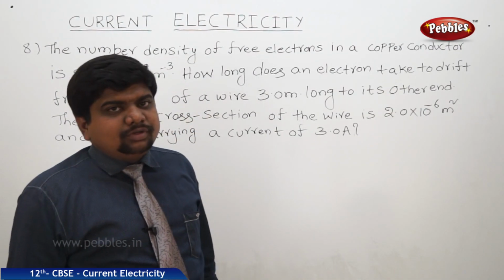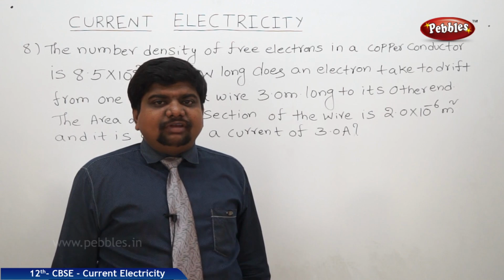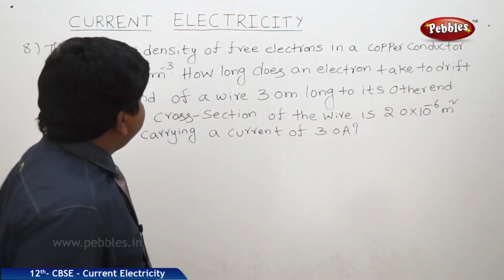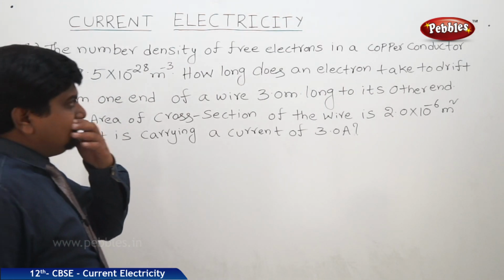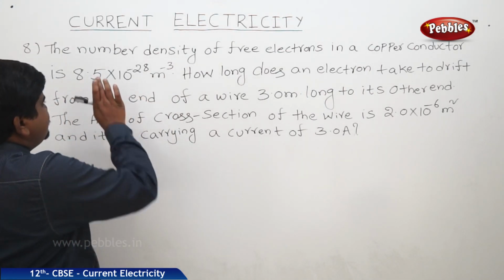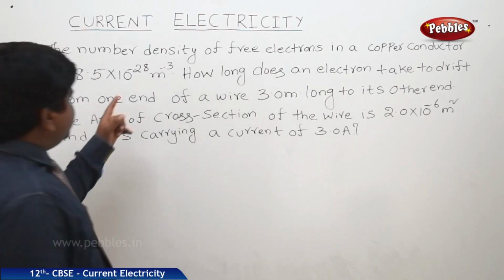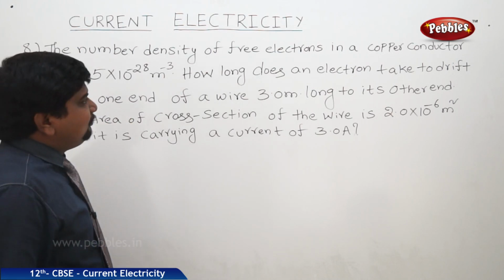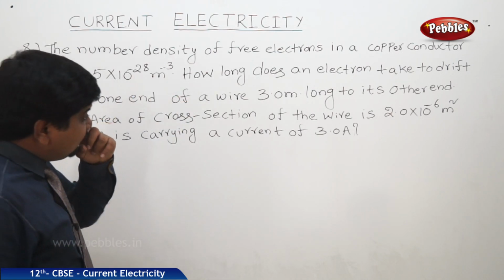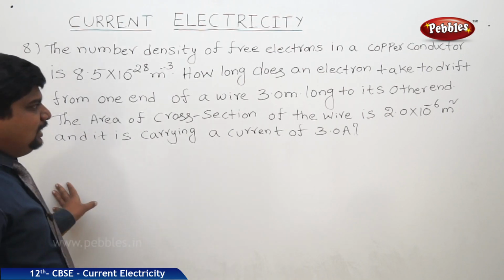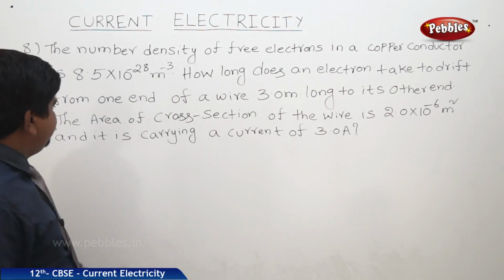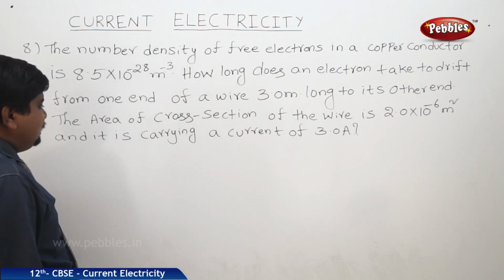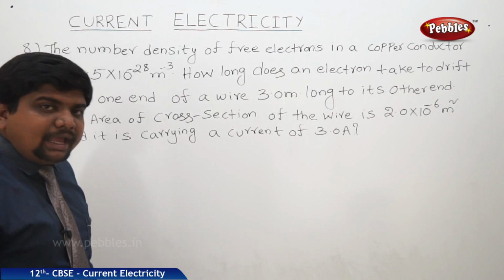Now we will see one problem which relates to the drift velocity and the different dimensions of the conductor. The number density of free electrons in a copper conductor is 8.5 into 10 to the power of 28 per meter cubed. That is the number density of free electrons. How long does an electron take to drift from one end of a wire 3 meters long to its other end? The area of cross section of the wire is 2 into 10 to the power of minus 6 meters square and it is carrying a current of 3 amperes.